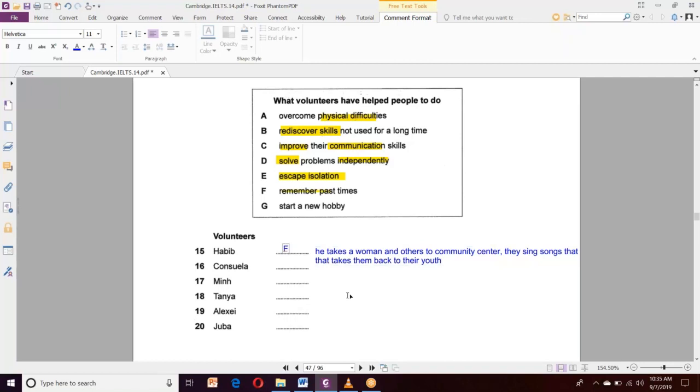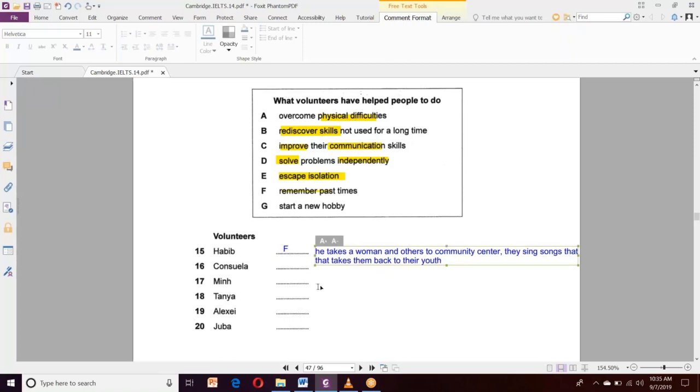Right? They're not improving their communication skills. They're not rediscovering a skill. That's not what they said. They didn't say in the past these people were singers. Okay, you have to be able to hear the response and make the connection. That's what you have to be able to do.